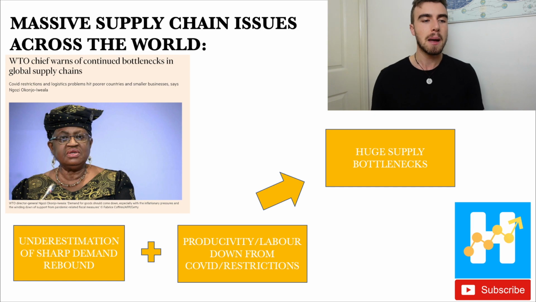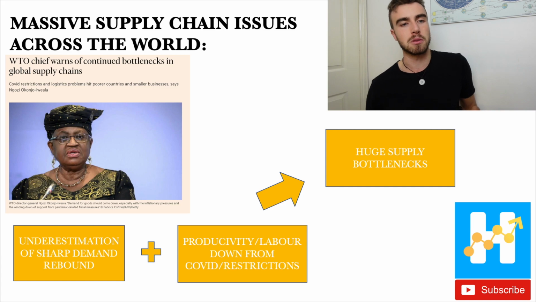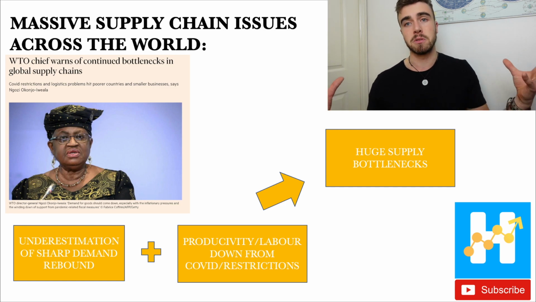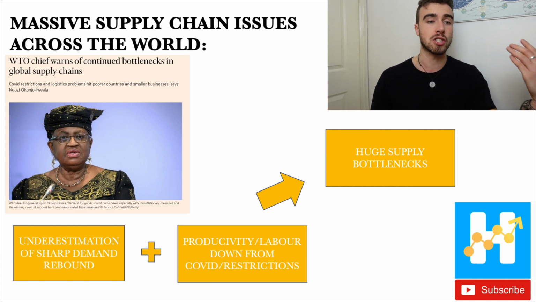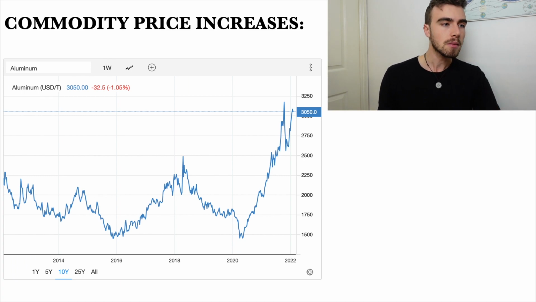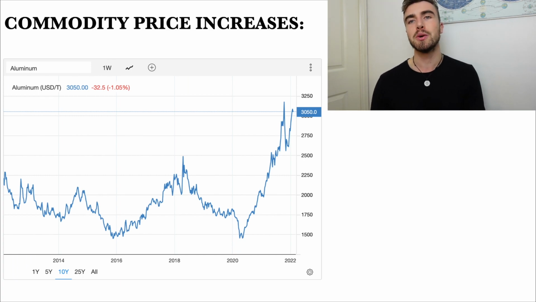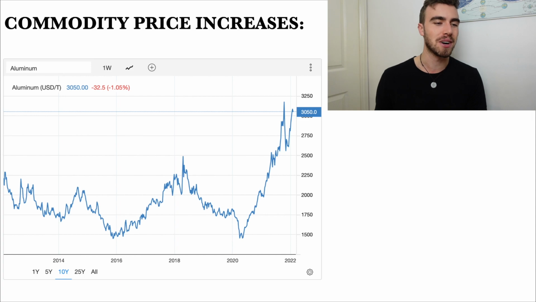So then we had these massive bottlenecks, and of course productivity and labor are also down from COVID restrictions and people isolating. And yeah, now there's a massive backlog in terms of shipping. So there's less and less supply, which is causing prices to rise. So just wanted to show you a few examples of price rises in commodities.